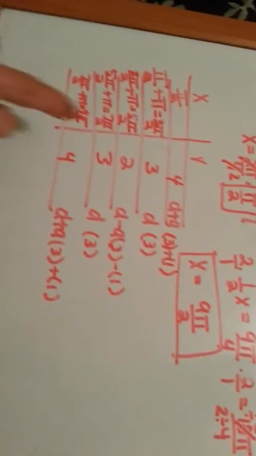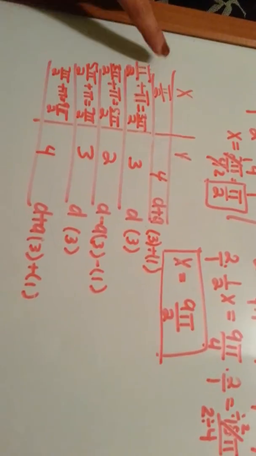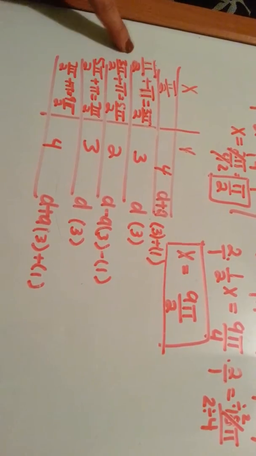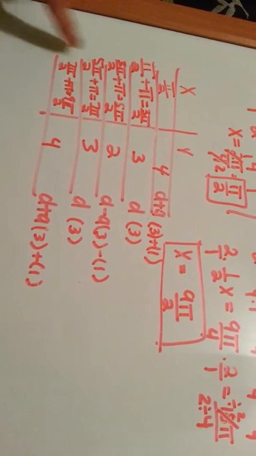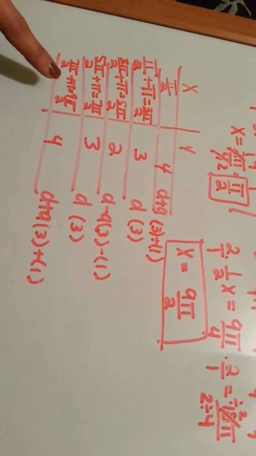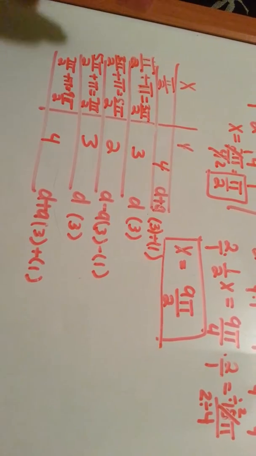Then we're going to go ahead and do a chart, which is x and y. We're going to start off with our starting point, which is pi over 2, and each time we're going to add our interval throughout the chart, giving us 3 pi over 2, 5 pi over 2, 7 pi over 2, 9 pi over 2. We're going to add our interval, which is pi.